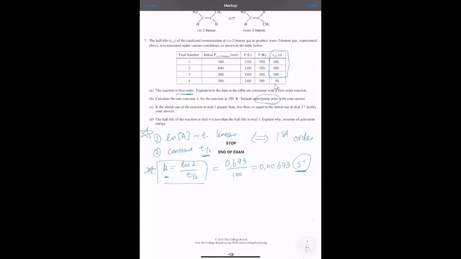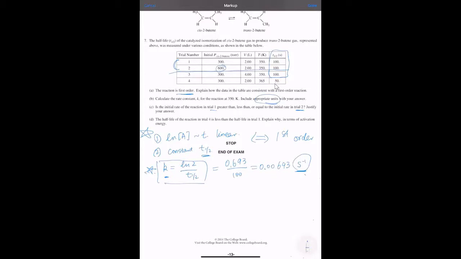So for the next one, is the initial rate of the reaction in trial 1 greater or less than trial 2? Okay, so let's check trial 1 and trial 2. For these two sets of experiments, everything is the same. So V, T, and T half are the same. The only thing different is the initial partial pressure of the reactant. So trial 2 has higher pressure, or in other words, higher concentrations.